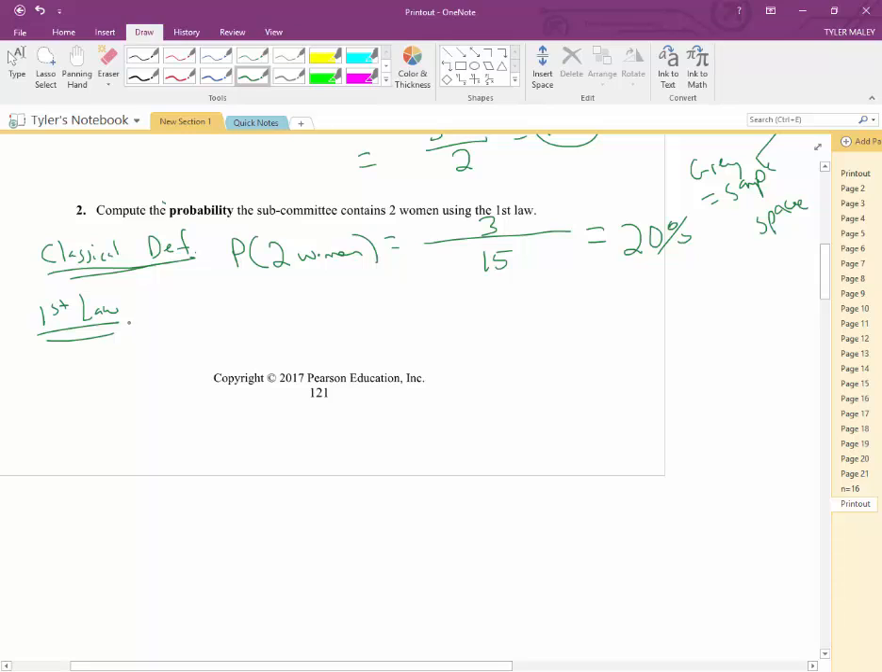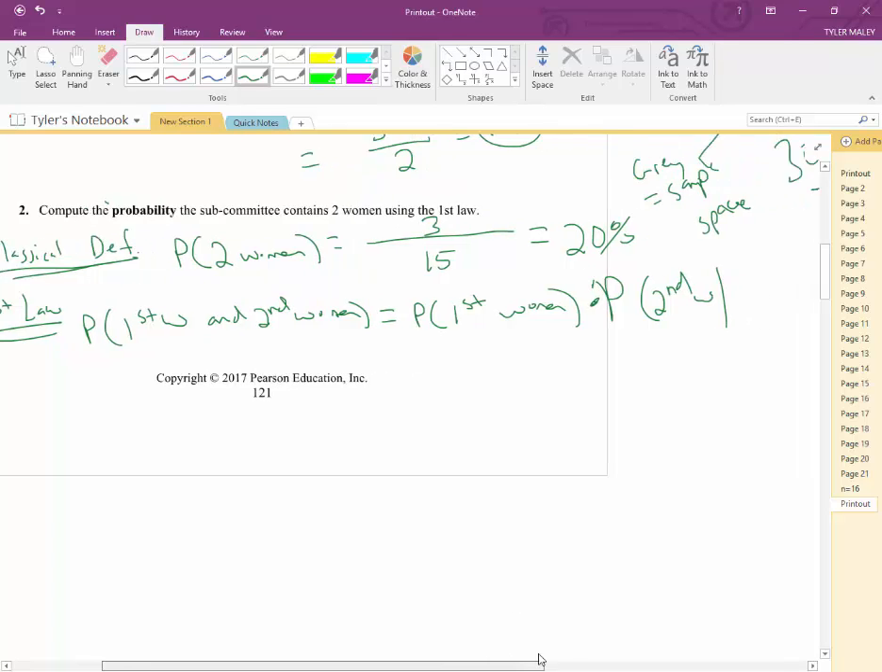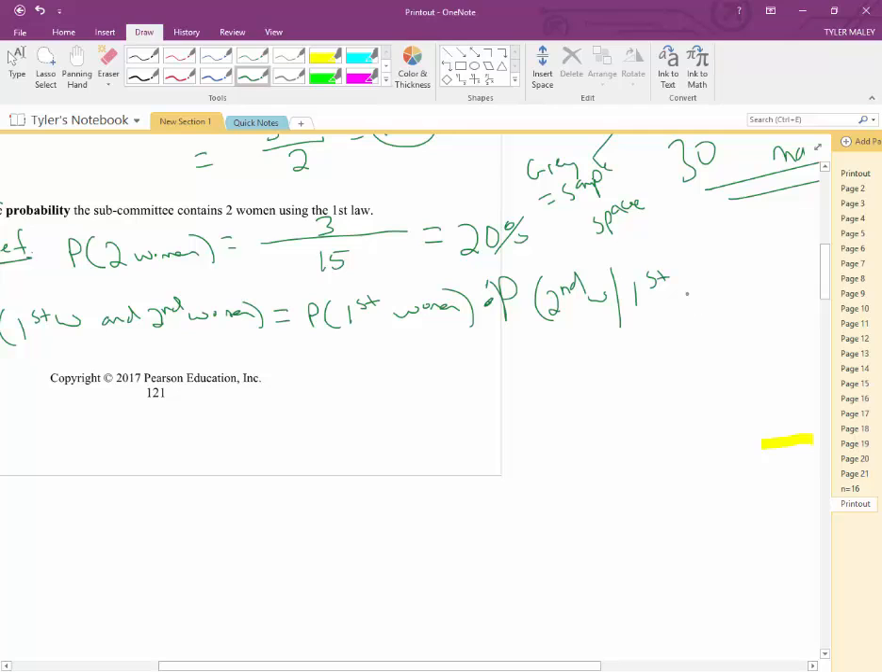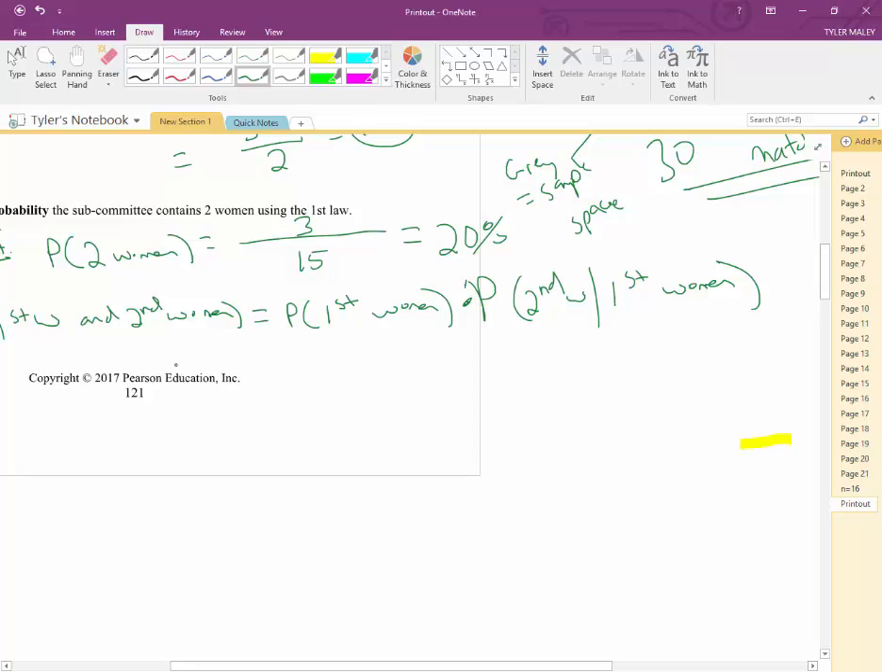So using the first law, the probability of getting 2 women is the same thing as the probability of the first being a woman and the second being a woman. So this is equal to the probability of the first being a woman times the probability of the second being a woman, given that the first is a woman. So just using that equation for my first law.